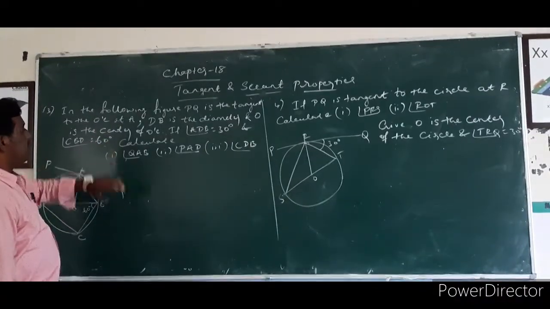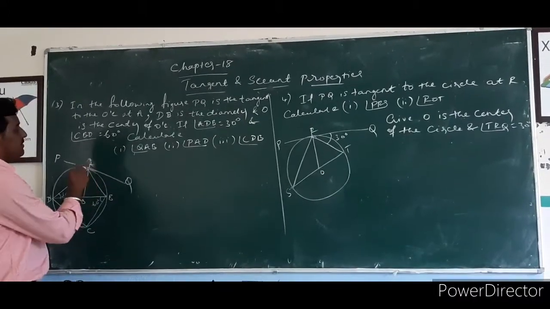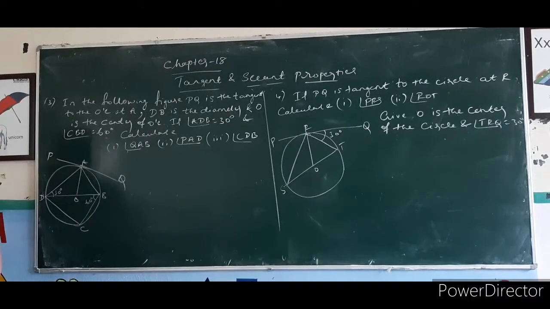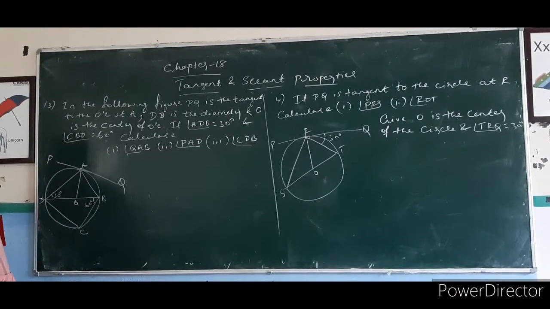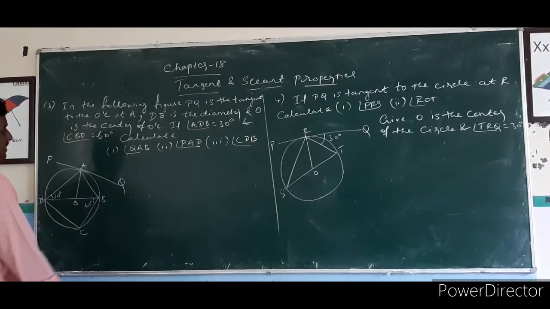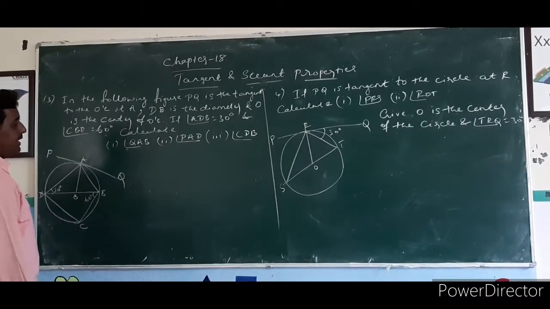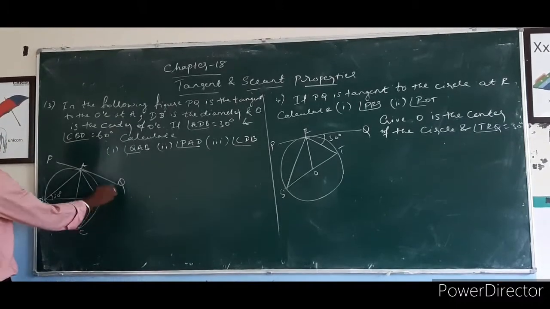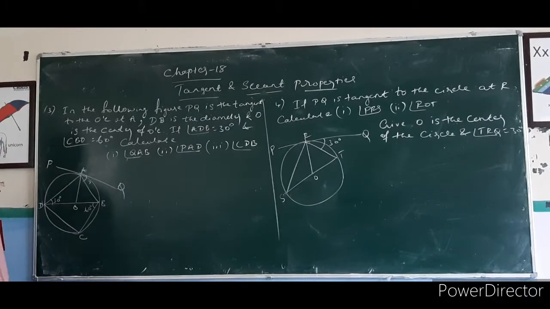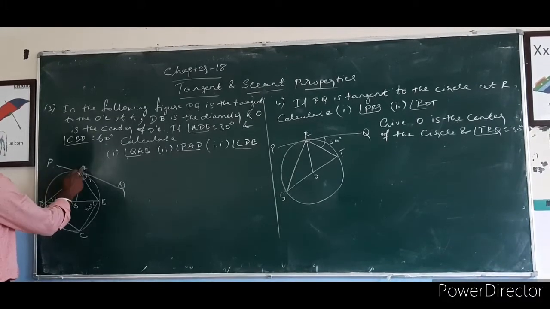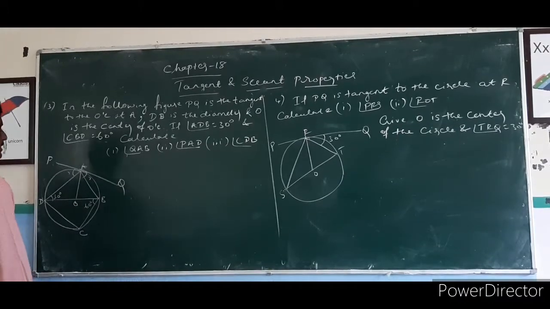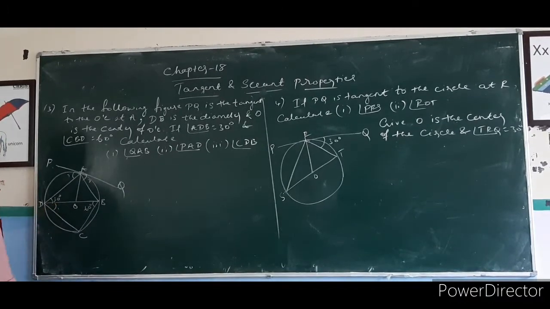Next problem. In the following figure, PQ is tangent of a circle A, DB is diameter, O is the center of the circle, ADB is equal to 30 degree and CBD is equal to 60 degree. Calculate QAB, PAD and CDB. QAB is here, we have to find out. Next PAD is where? PAD. We want to find out this one. Next CDB, you want to find out this one.